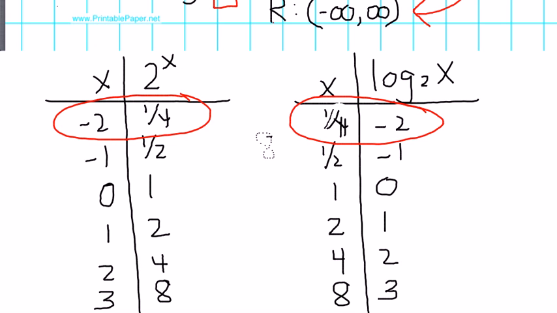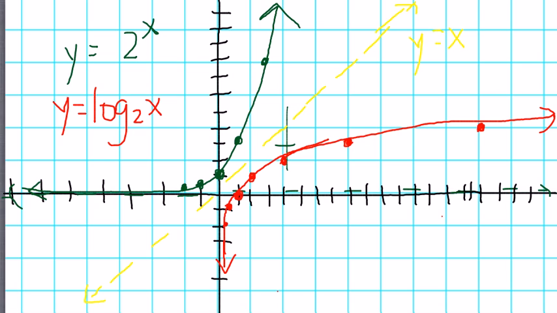Now let's look at the graph of these functions. Okay, so I graphed the functions, not very well, obviously. Our original function, y equals 2 to the x, is in green. Our inverse function, y equals log base 2 of x, is in red. So you notice that our original function has an asymptote at y equals 0, and our inverse function has an asymptote at x equals 0.